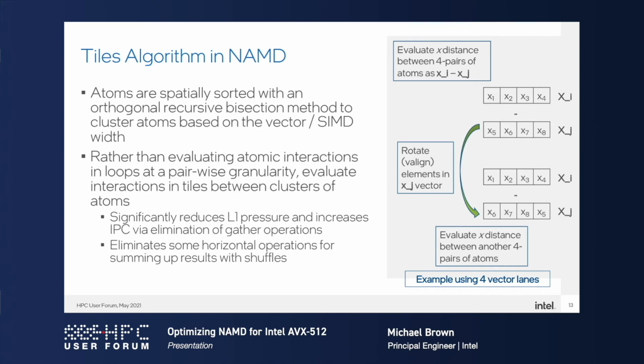So in this example shown on the right, using 4 vector lanes, we have 2 clusters of atoms with IDs 1 through 4 and IDs 5 through 8. We evaluate 4 pairs and then shift the elements in the vector lanes for one of the clusters to evaluate another 4 pairs without going back to memory. This is repeated until all pairs in the cluster are evaluated.